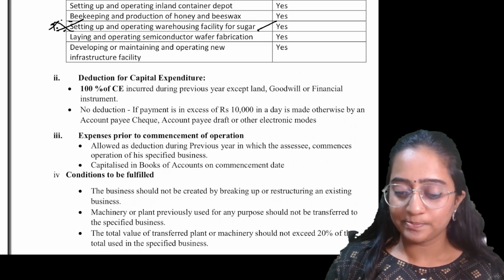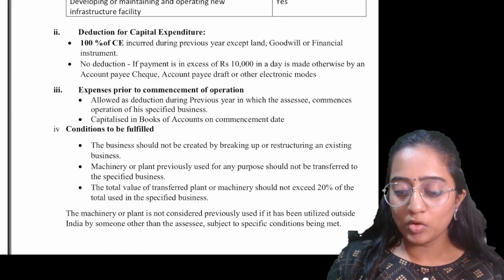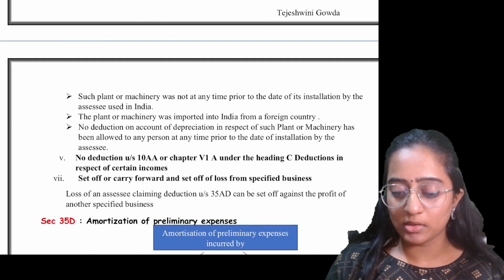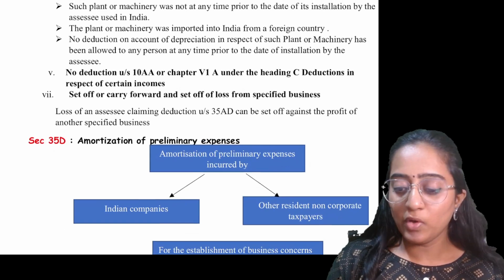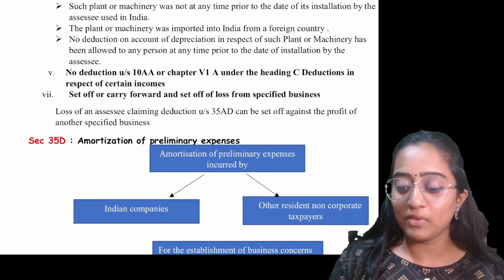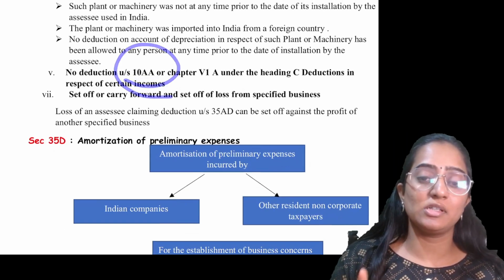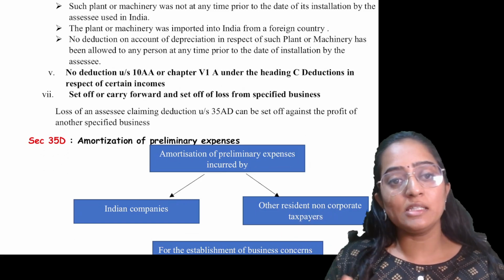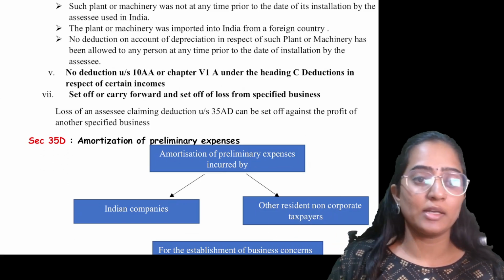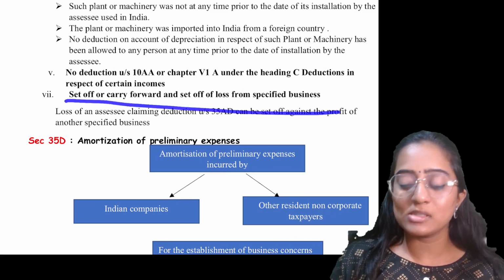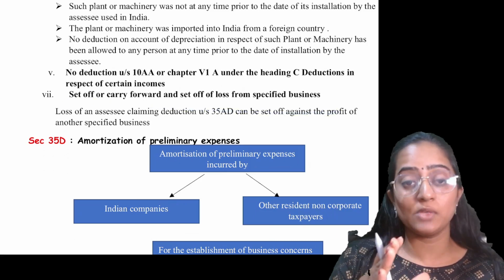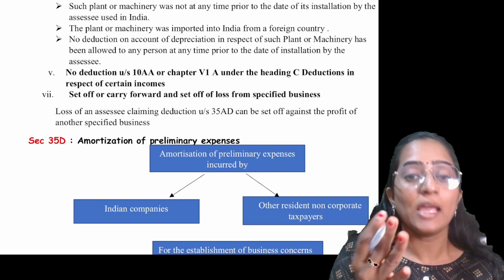Clear? Great. So you're going to get this as your deduction. And remember, if you're getting deduction under section 35AD, then you can't take the deduction under section 10AA. If you're getting this, you can't get that. If you're getting that, you can't get this. And for set off of loss and carry forward of loss of this specified business, there is no time limit at all.